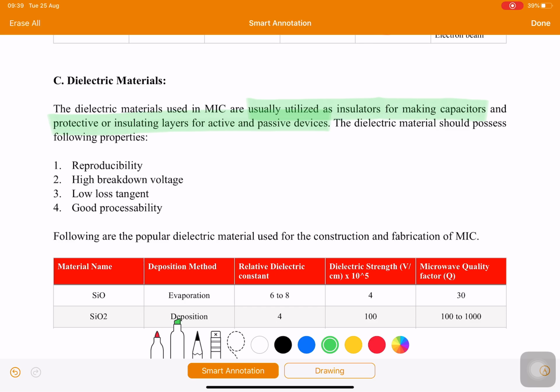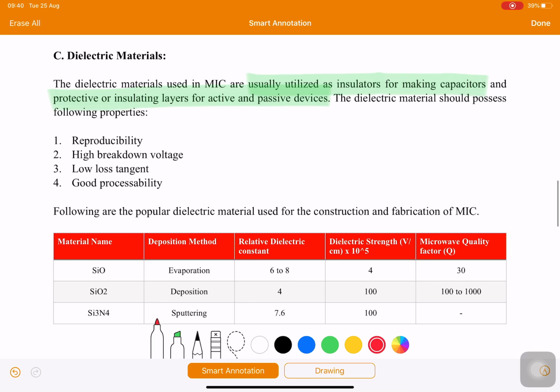So what we observe from here, the dielectric materials are mainly used to act as an insulating material for constructing capacitors, and they are also used as a protective and insulating layer for active and passive devices. So this is the main use of dielectric material in the construction of microwave integrated circuits. And as usual, these dielectric materials should possess certain properties which make them suitable to be utilized in fabrication of microwave integrated circuits. So what are these properties which are expected from the dielectric material?